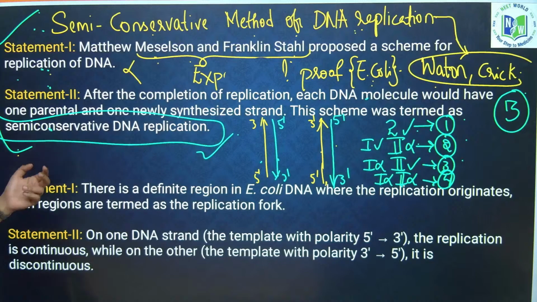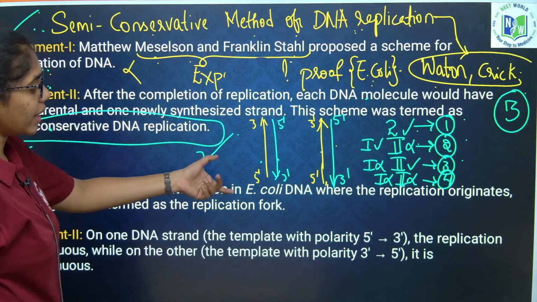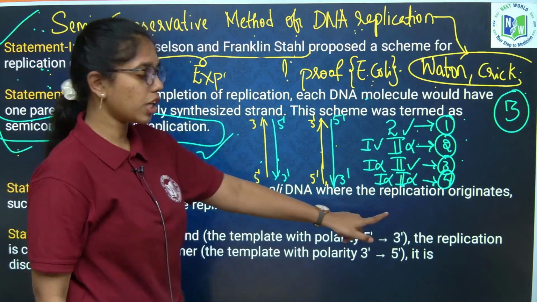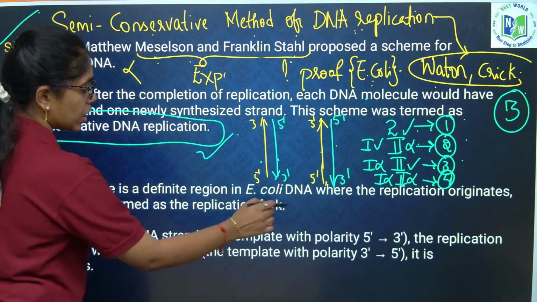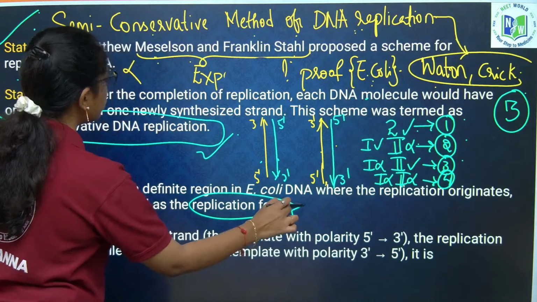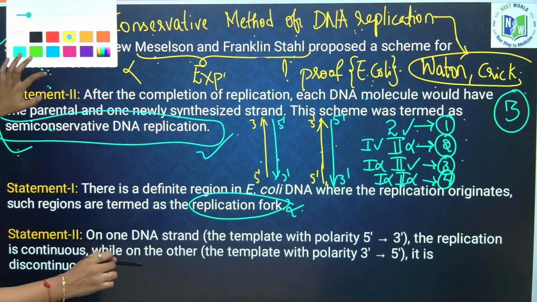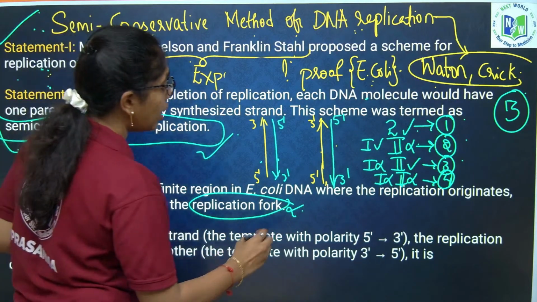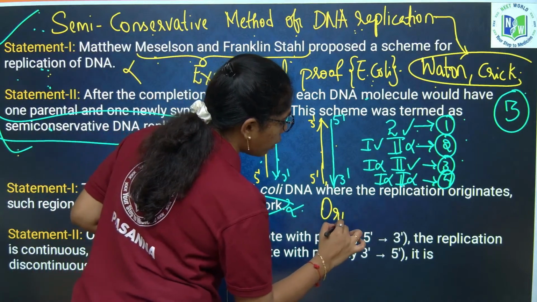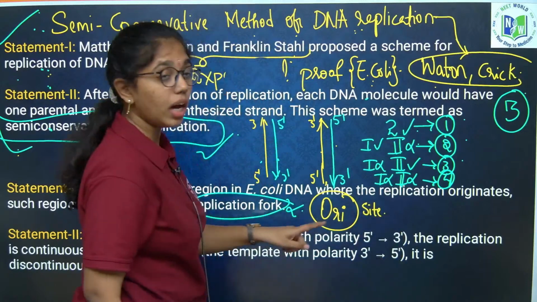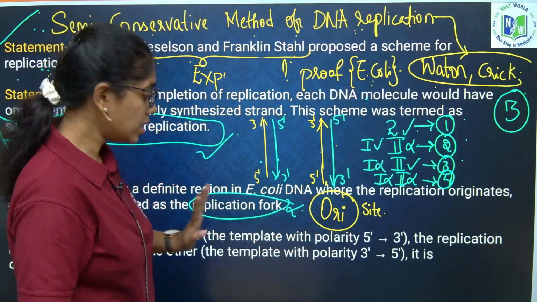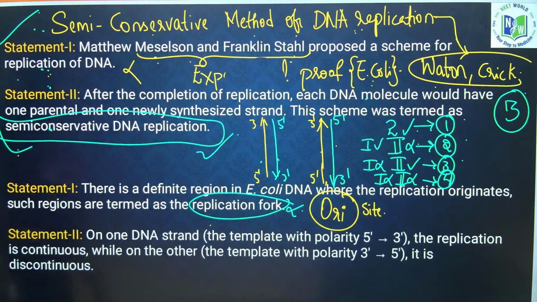Second question: there is a definite region in E. coli DNA where the replication originates. Such regions are termed as replication fork. Wrong. You tell me, children, what are those regions called? Those regions are called the origin of replication site, not replication fork. So here also statement 1 is wrong.